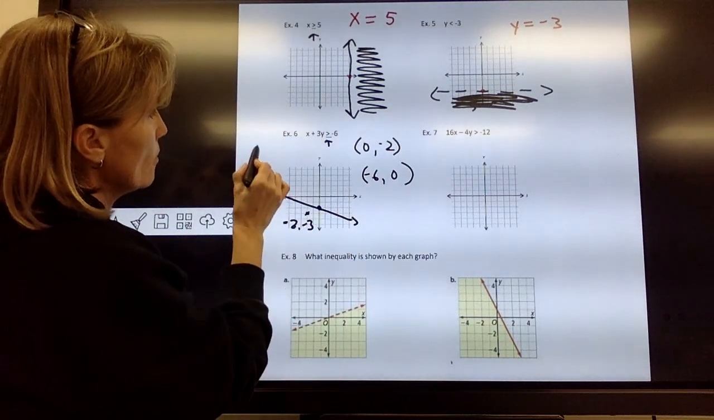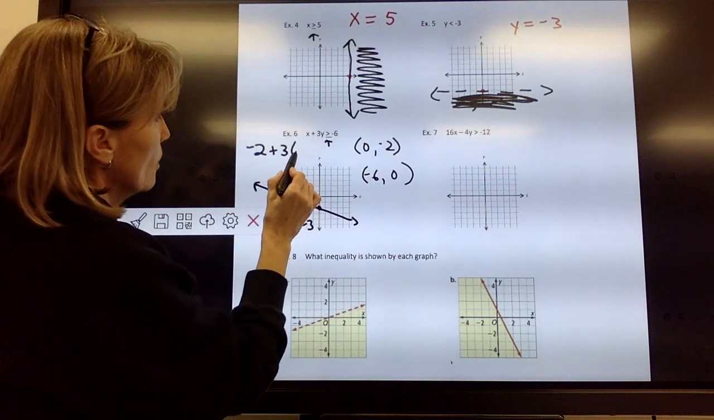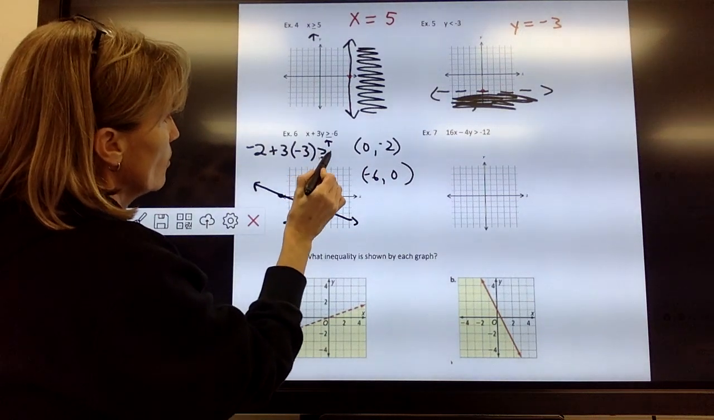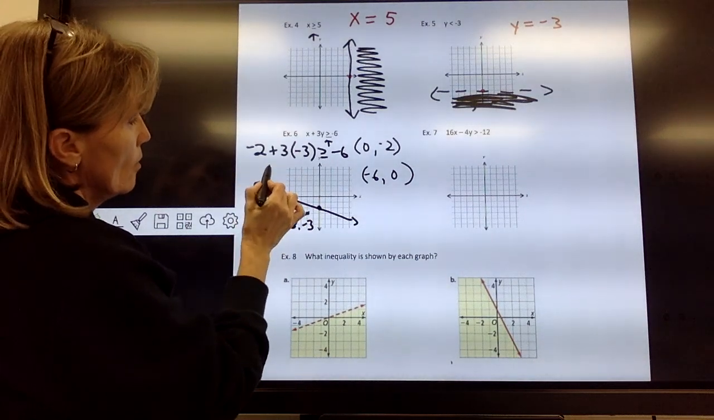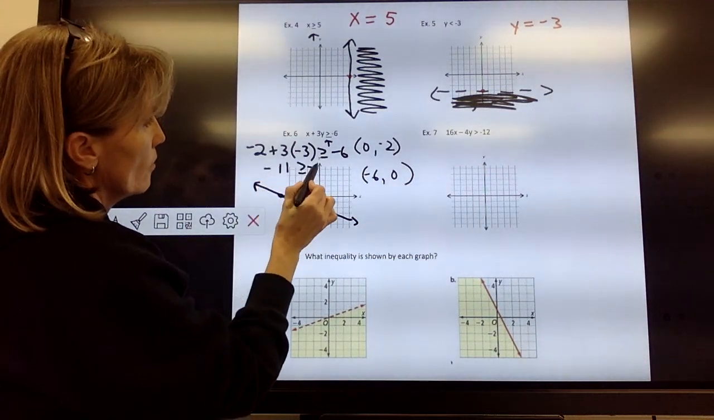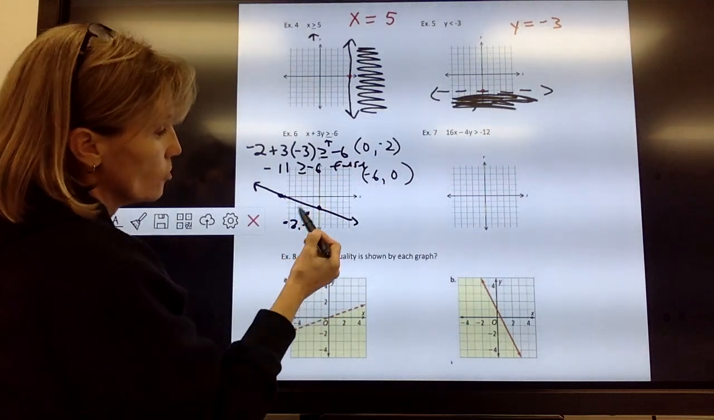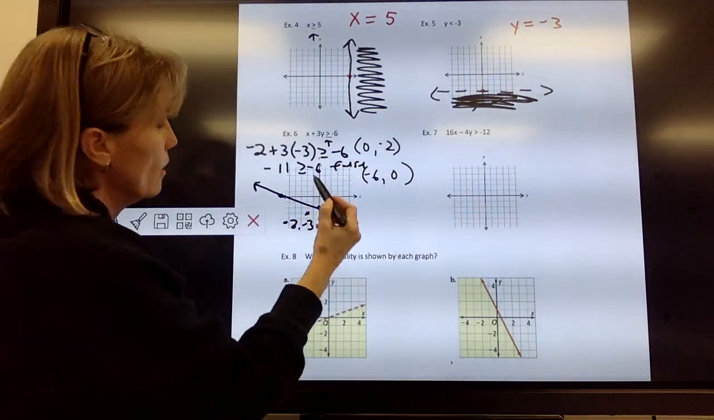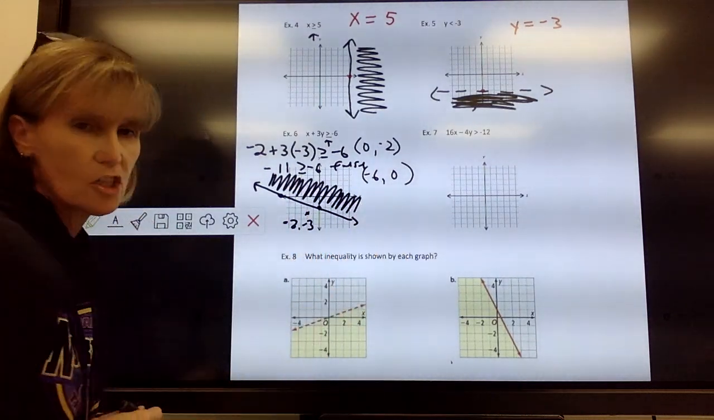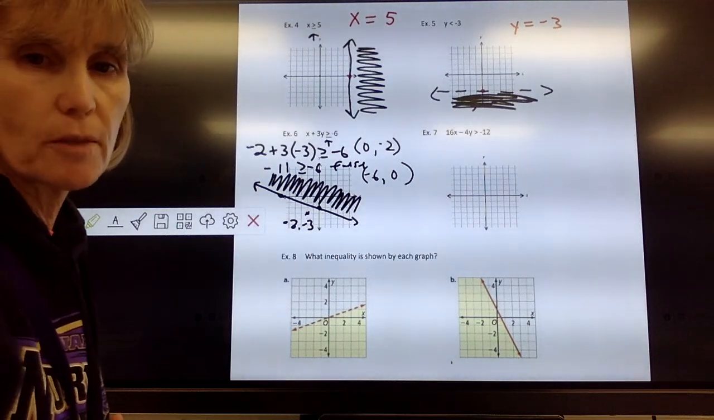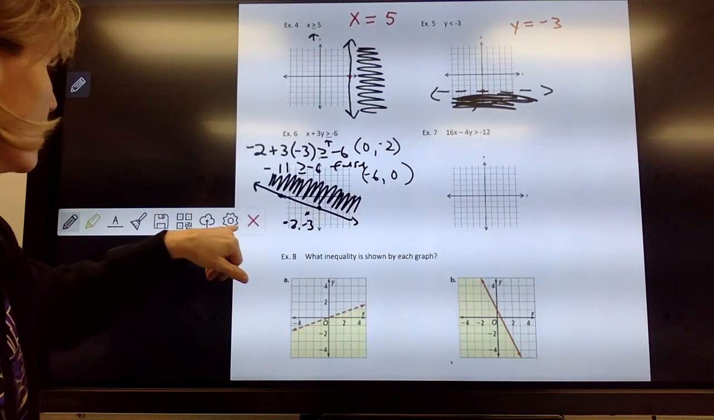If I plug that in here, I would get negative 2 plus 3 times negative 3 is greater than or equal to negative 6. This would be a negative 9. That would be a negative 11 is greater than or equal to negative 6. Well, that's false. That's not true. So I don't want to shade this side. That's a false side. So I go to the other side and I shade. So you want to shade the side that's going to give you something that's true. Okay, you can go ahead and do number 7 on your own.